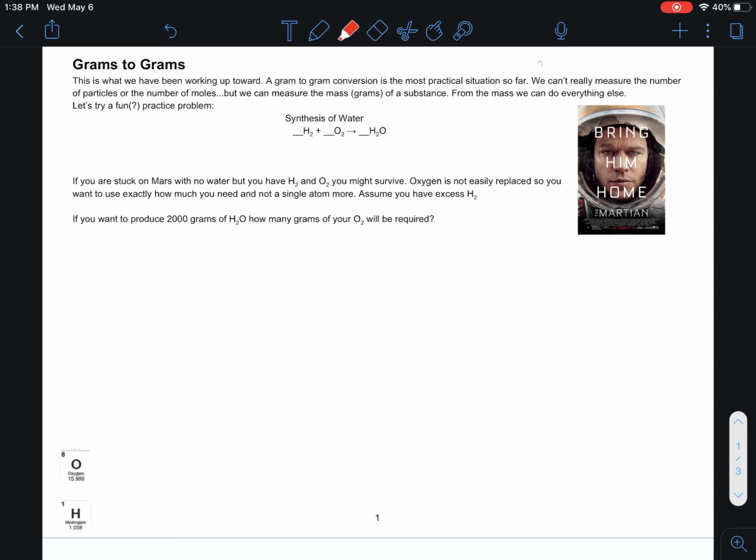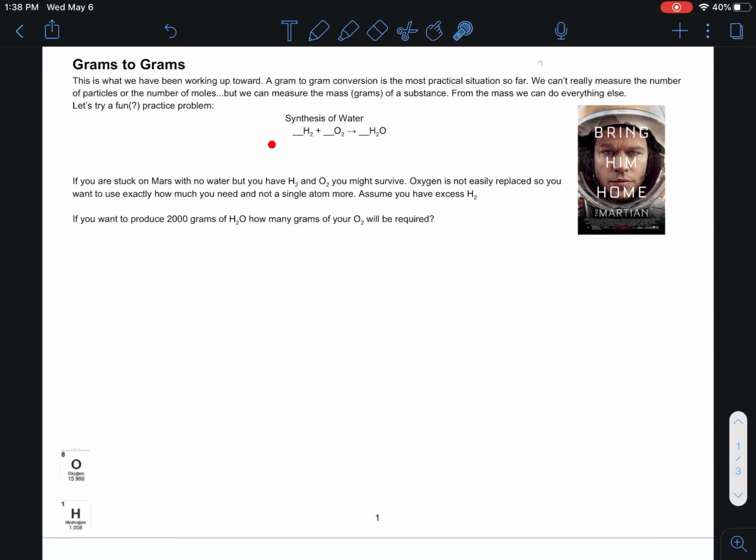However, let's assume he doesn't want to use up all of his oxygen. That would be detrimental to life. So we want to be very precise with exactly how much oxygen is being used. For the sake of numbers that we can solve, let's assume you want to produce 2,000 grams of water. How many grams of O2 will be required?